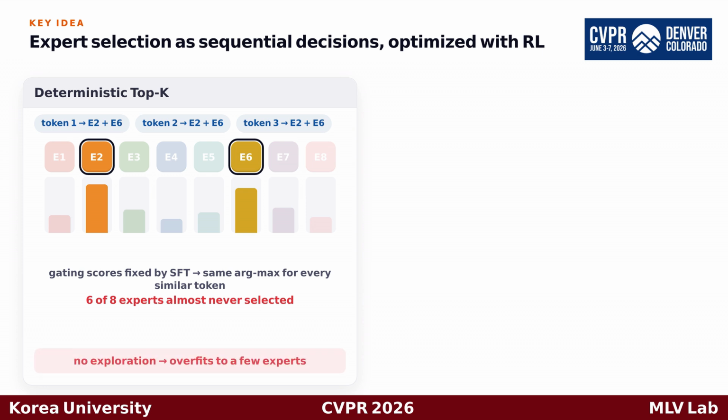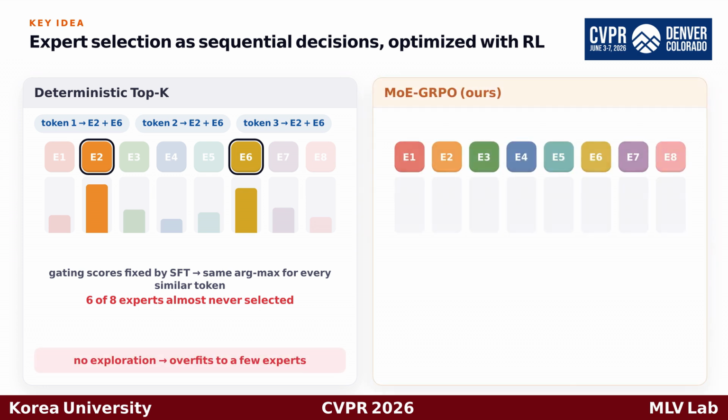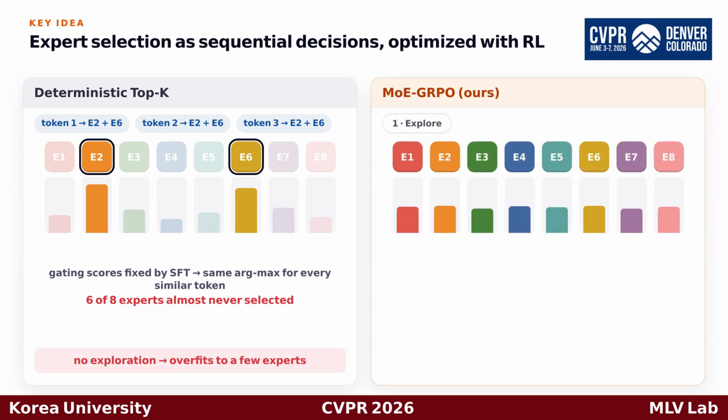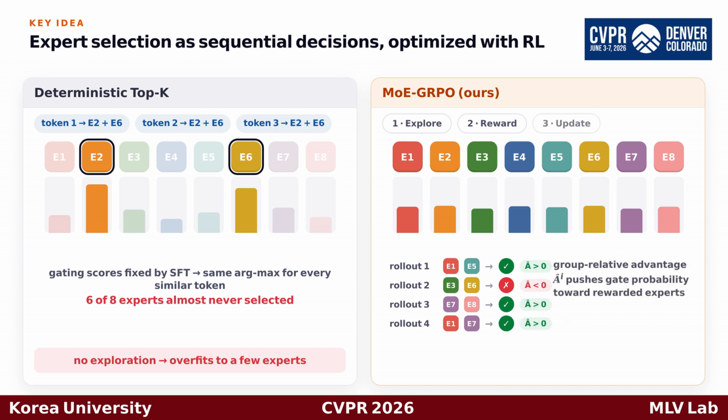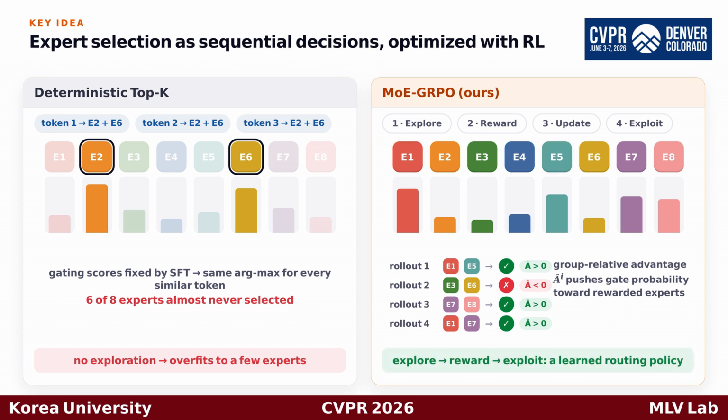On the right, MoE-GRPO. During training, we sample multiple expert routings. These are our rollouts. Each rollout generates an answer and receives a verifiable reward. Rollouts that chose good expert combinations get positive group relative advantages, and the gating network shifts probability toward them. Early on, the policy explores widely. As rewards accumulate, it exploits the combinations that actually work. The router learns a policy instead of following a fixed rule.